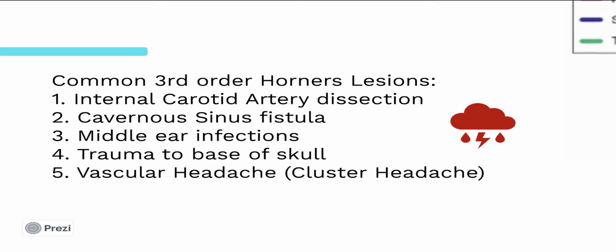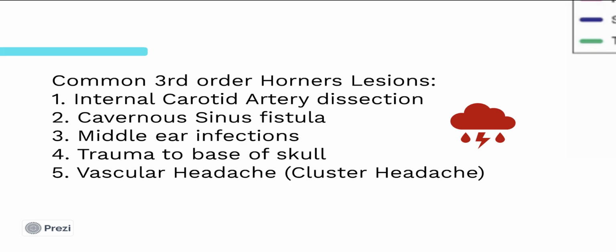So think about the third order. It's up through the neck and it runs along the side of the internal carotid, meaning internal carotid artery dissection could cause a problem here. It also runs up through the brain into the cavernous sinus. So any fistulas in the cavernous sinus can blow up the sympathetic system.